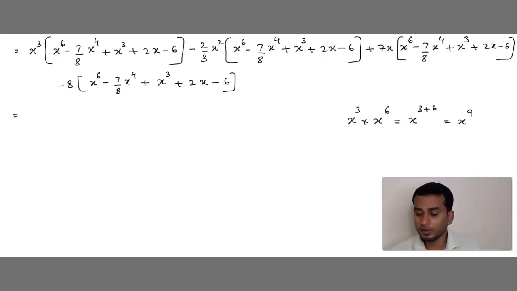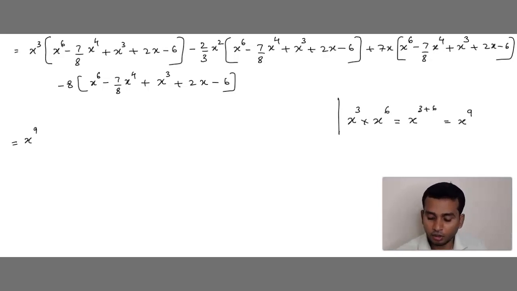Whenever bases are same, we have to add the powers. Done? Good. Now shall we multiply? Yes, that is nothing but, did you understand this? Now multiply x to the power of 3 into x to the power of 6, it becomes x to the power of 3 plus 6 is 9.